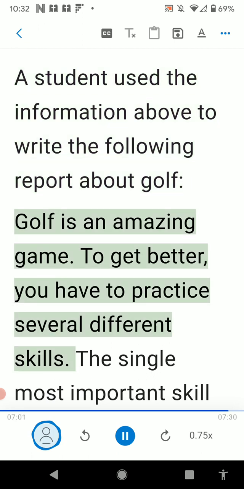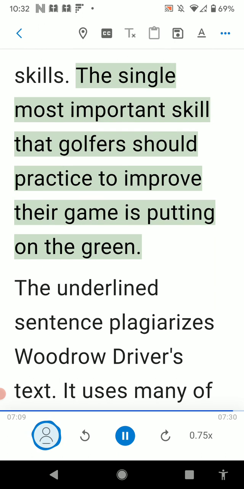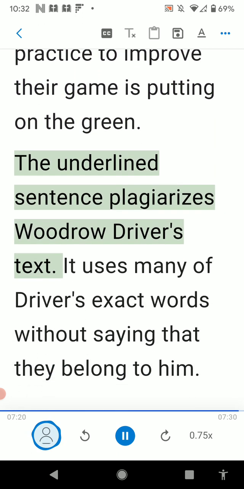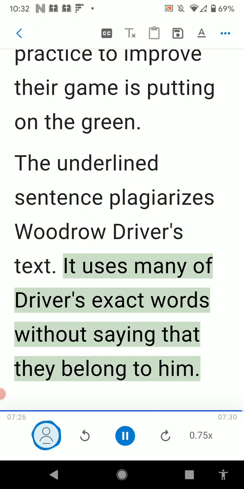Golf is an amazing game. To get better, you have to practice several different skills. The single most important skill that golfers should practice to improve their game is putting on the green. The underlined sentence plagiarizes Woodrow Driver's text. It uses many of Driver's exact words without saying that they belong to him.